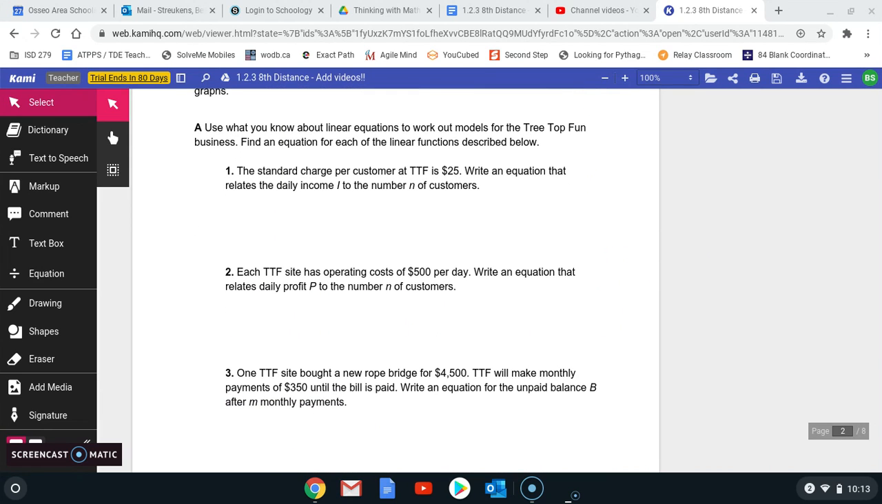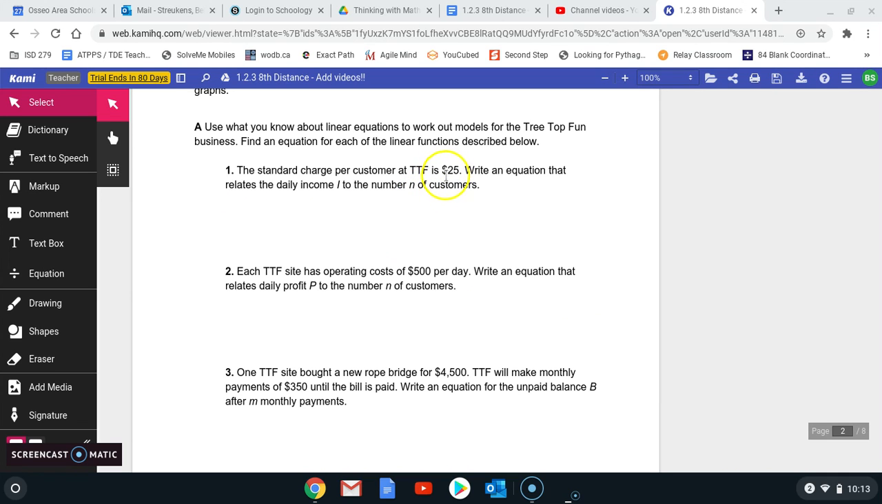Number 2, each TTF site has operating costs of $500 per day. Write an equation that relates daily profit P to the number N of customers. So they're saying that they have $500 a day for operating costs, but they want to know how much profit they make. Now, we don't know how much profit they make until we include the equation from number 1.